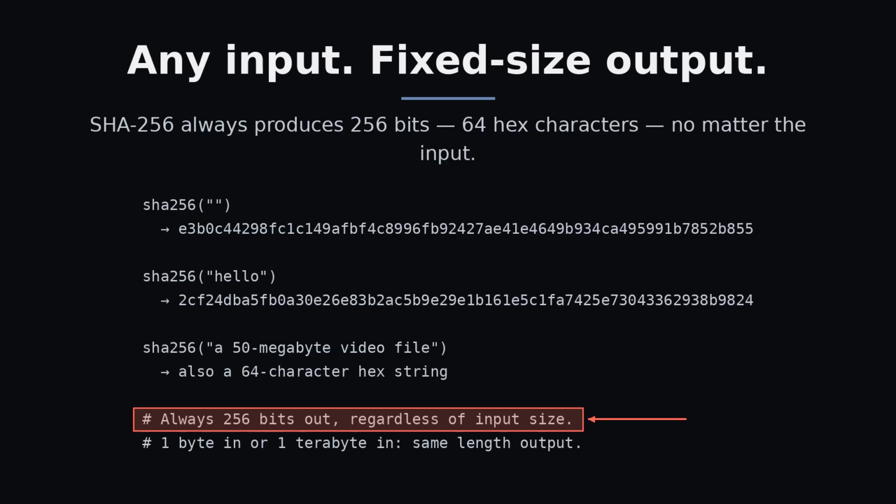The output looks random, but it isn't random. The same input always produces the exact same output. That deterministic, fixed-size, random-looking output is the fingerprint.